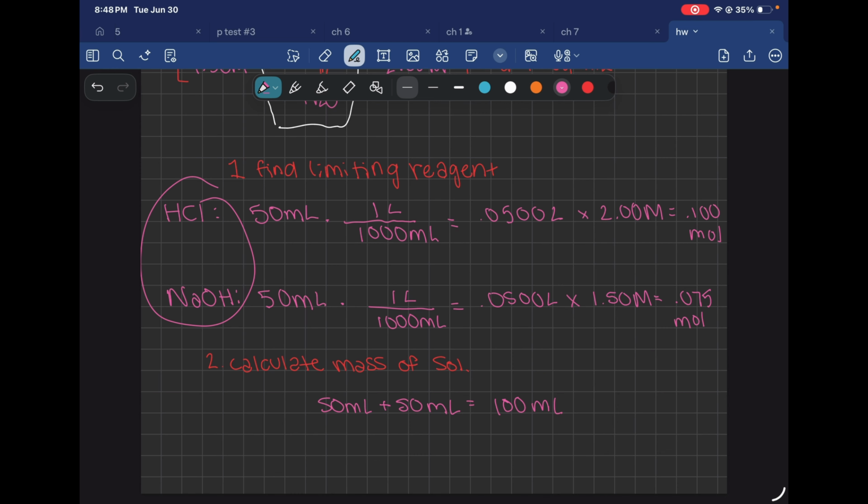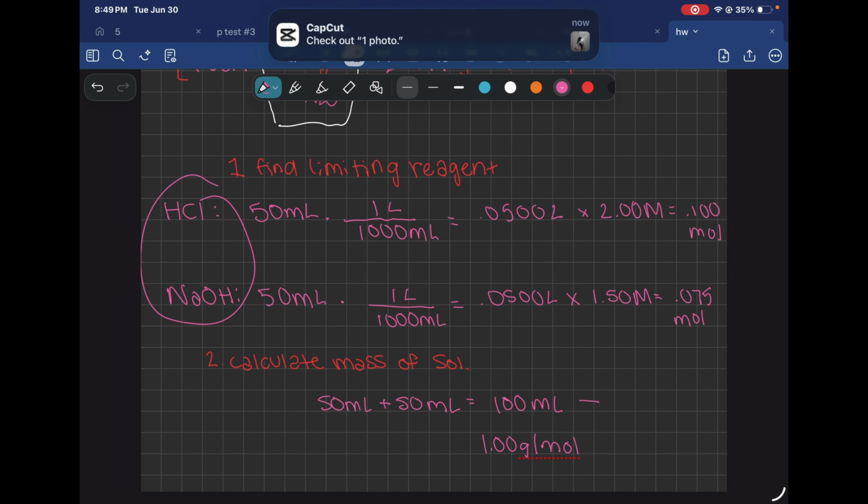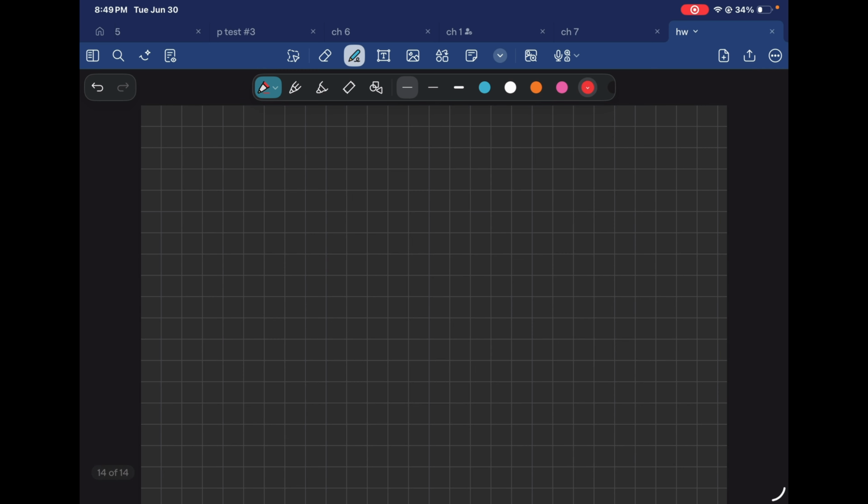And we will have to transfer this into grams. Because our density is 1.0 g/mL, we can just transfer this directly into grams. So 100 grams. Now we have our grams, the mass of our solution. Let's move on to what we need to do next.